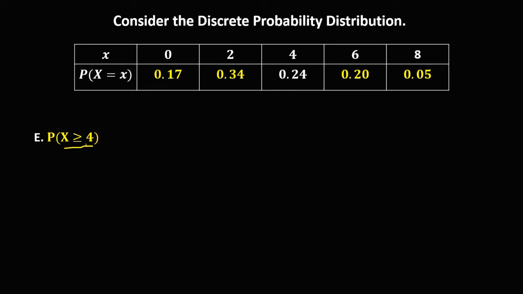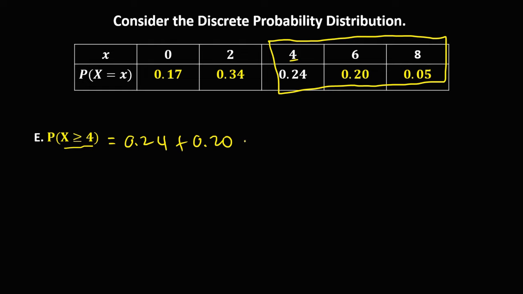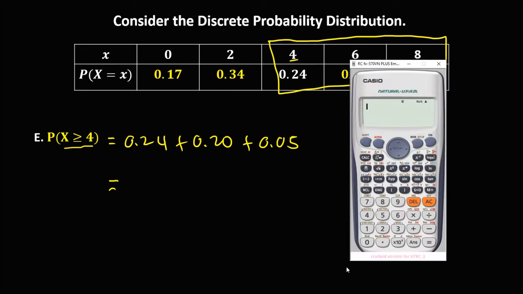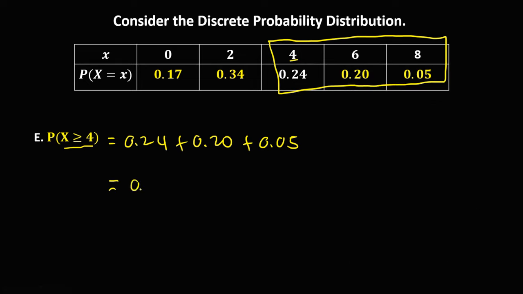So again, greater than or equal to 4. Since 4 is included, these are the probabilities. So that's 0.24 plus 0.20 plus 0.05, that's 0.49. So this is the probability that the random variable x is greater than or equal to 4.